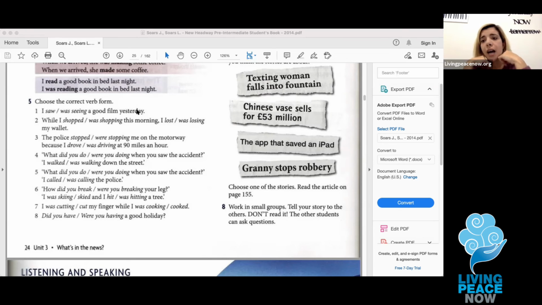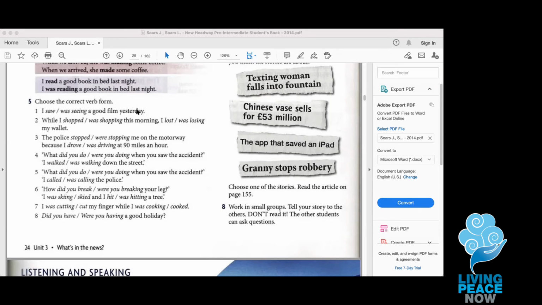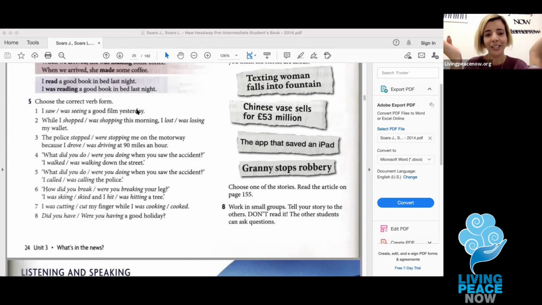We cannot say how were you breaking your leg, because if you ask someone how you were breaking your leg, it means intentionally. It means his intention to break it. It's impossible. No one would like to break his leg. Actually, it's an accident. So you want to ask someone how did it happen? Unless he is a psychopath. So how did you break your leg is the question, and the answer, I skied and I hit.